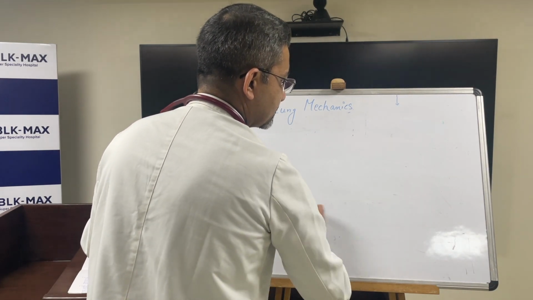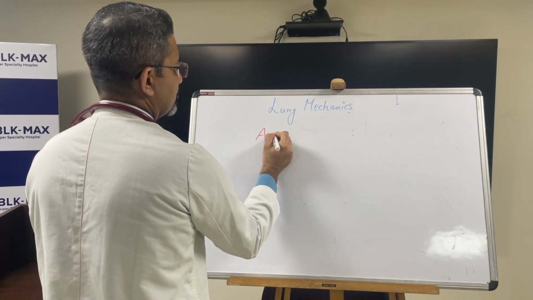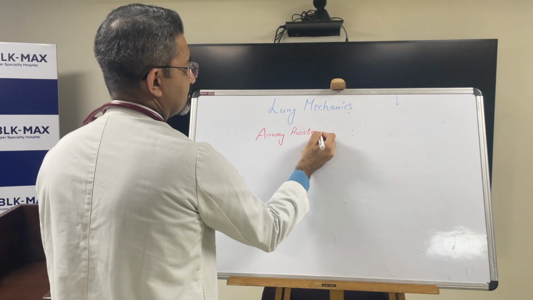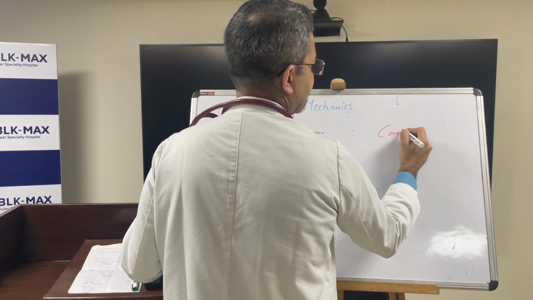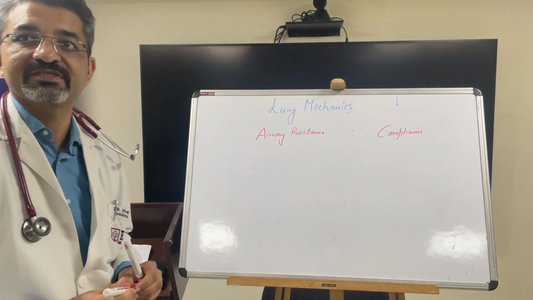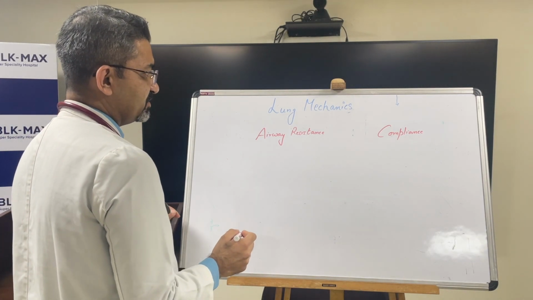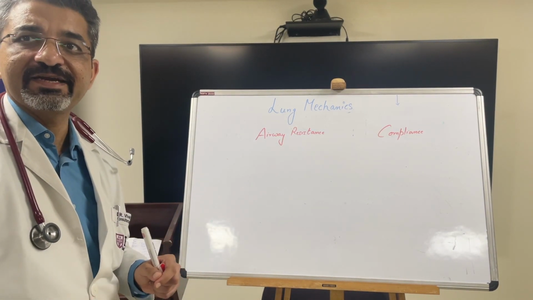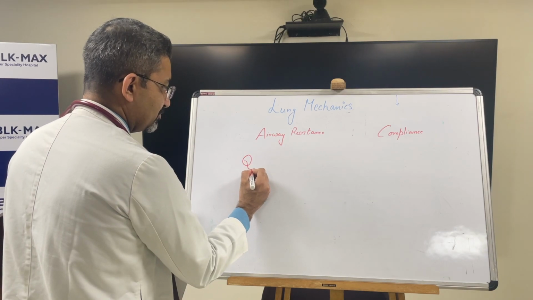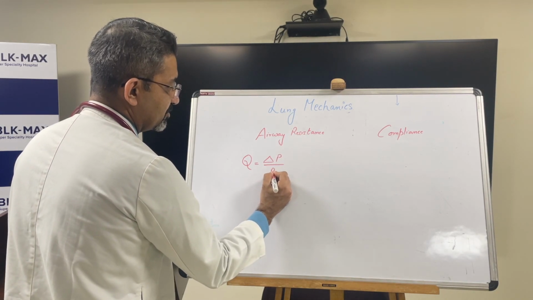There are two things: one is airway resistance, and the other is compliance. They are the two variables which determine inspiratory pressures. So how do we measure airway resistance? We cannot measure it directly; we have to apply a formula. The formula is Q equals pressure difference, delta P, divided by airway resistance. Q is airflow.